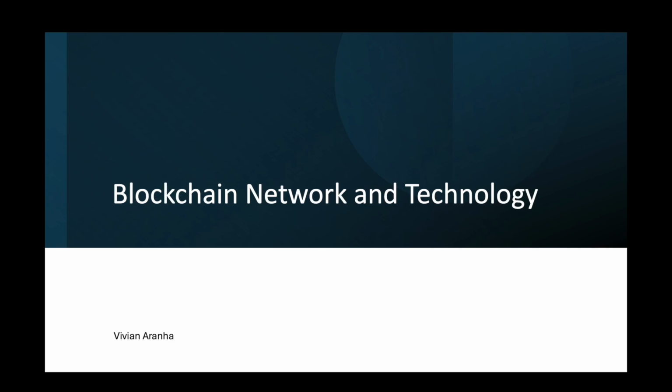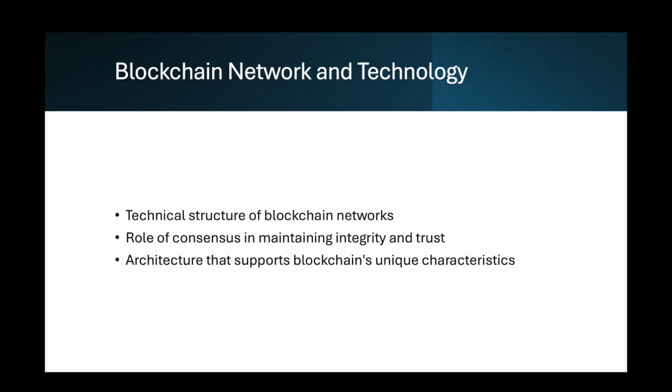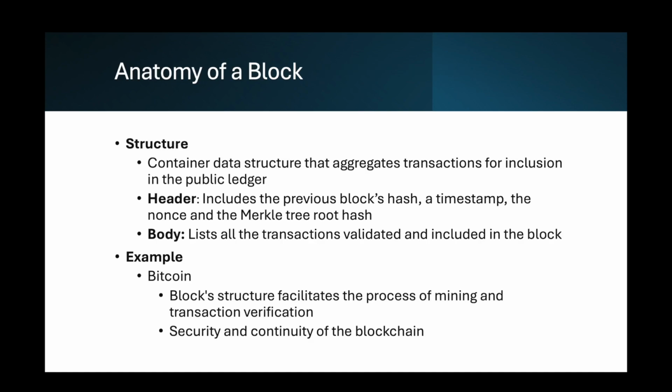Blockchain network and technology. This section delves into the technical structure of blockchain networks, explaining how they function, the role of consensus in maintaining integrity and trust, and the architecture that supports blockchain's unique characteristics. Anatomy of a block: structure.